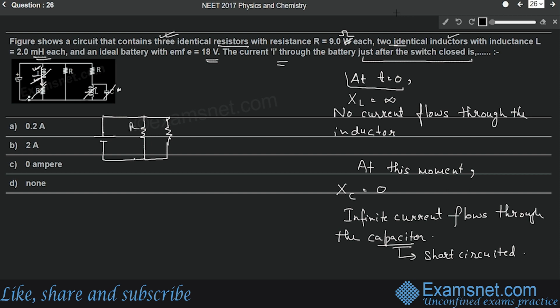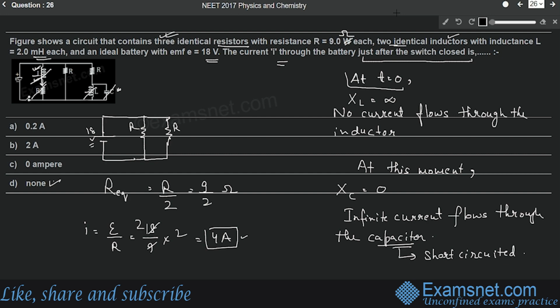So this is the simplified form of this circuit. Now you can see this circuit has two resistances which are in parallel. So what will be the equivalent resistance for these two parallel resistances? It will be R by 2. Resistance is given as 9 ohm, so 9 by 2 is the equivalent resistance, and EMF is given as 18 volt. We have to find out the current. Current is equal to EMF divided by resistance. So EMF is 18 volt, resistance is 9 by 2, so it will become 4 ampere. So the current just after the switch is closed will be 4 ampere.